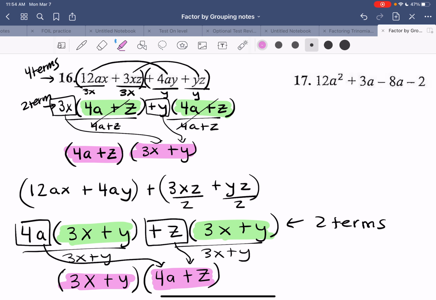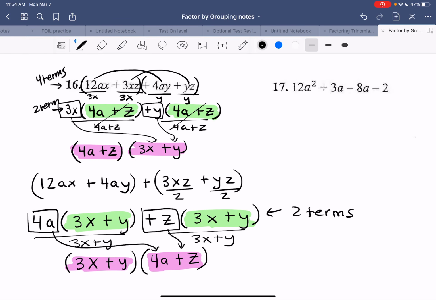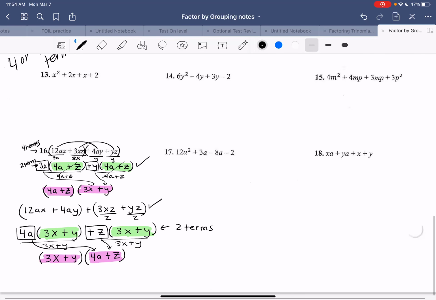So as long as your pairs have a common factor, your problem will work. So you could do it with these pairs or with these pairs. Both ways will work, but just pick one. Okay.